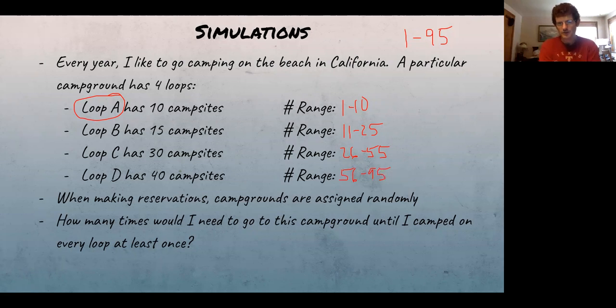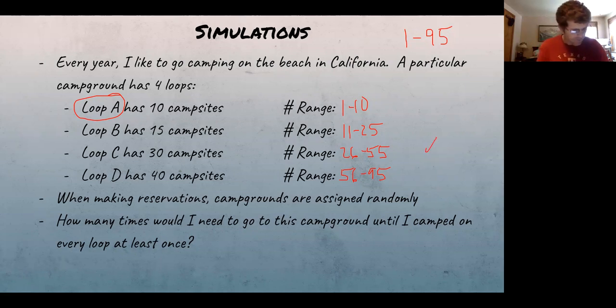All right, so we can randomly generate numbers, and we can just figure out how many times it's going to take until I get to stay in all 4 loops. Okay, so I'll just do this real quick. I'm going to randomly generate. I'm going to math, probability. Oops, picked the wrong one. Math, probability. I'm going to do random integer between 1 and 95. I'm not worried about repeats because I might get assigned the same campsite over and over again. So my first one, I stayed in campsite 31. So that puts me in loop C.